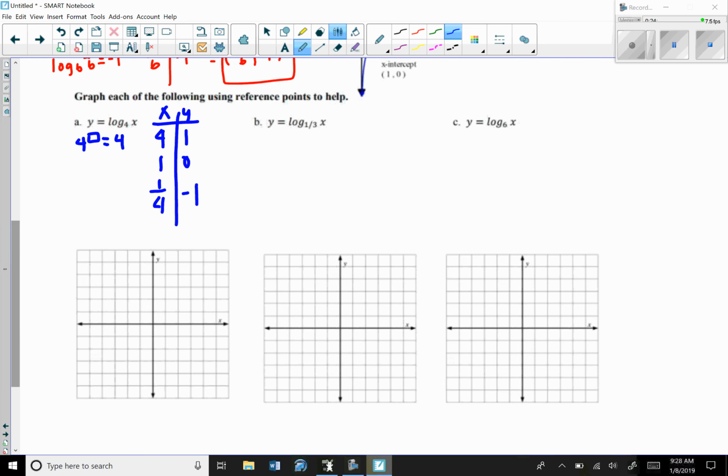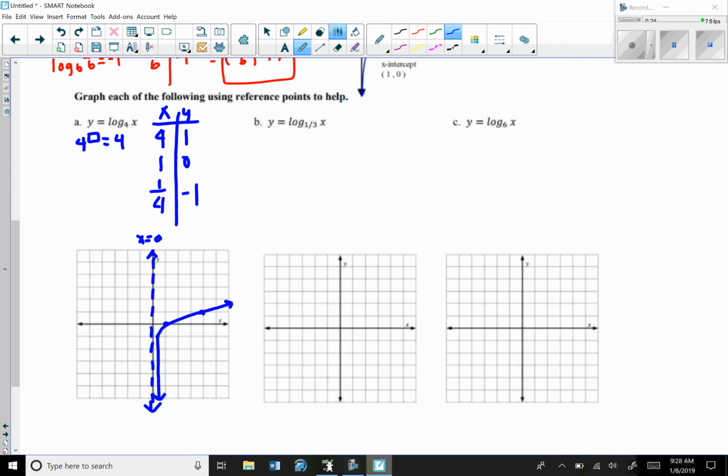When I graph this, I have the point 1, 0, 4, 1, and 1/4, negative 1, which is about somewhere there. So my graph will go like this. And of course, don't forget to also graph your asymptote, which is at x equals 0.